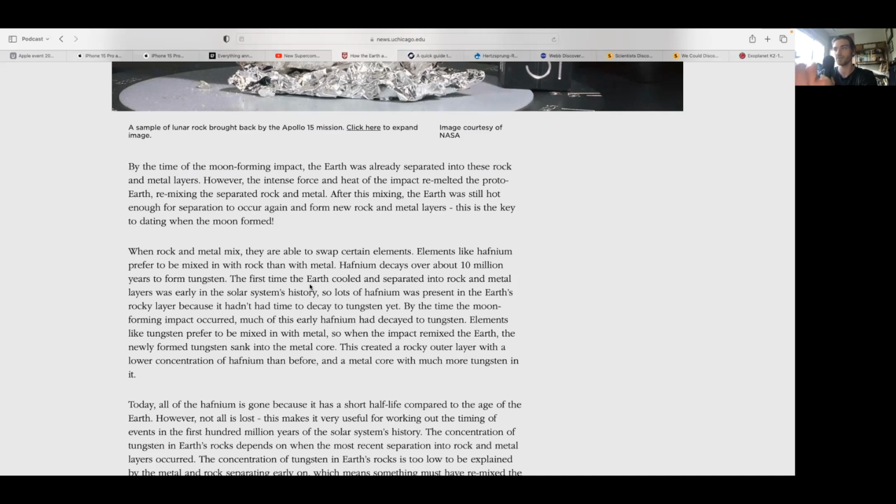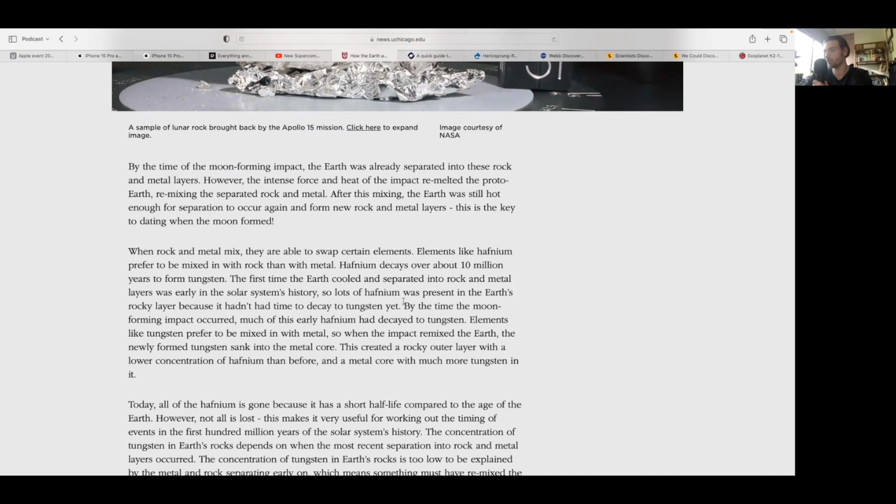When rock and metal mix, they are able to swap certain elements. Elements like hafnium prefer to be mixed in with rock than with metal. Hafnium decays over about 10 million years to form tungsten. The first time the Earth cooled and separated into rock and metal layers was early in the solar system history. So lots of hafnium was present in the Earth's rocky layer because it hadn't had much time to decay to tungsten yet. Yeah, 10 million years is not a quick afternoon stroll.